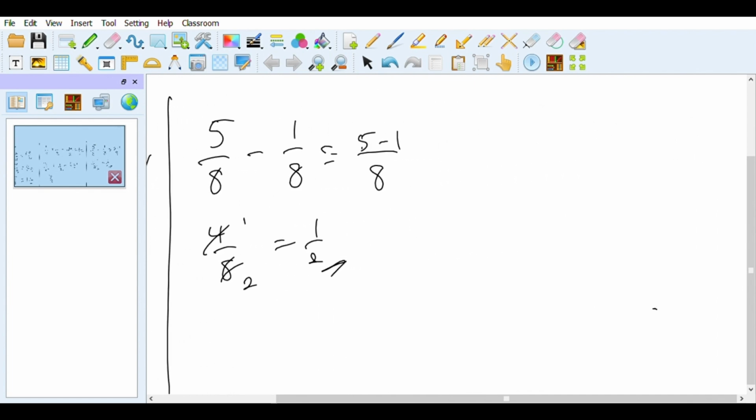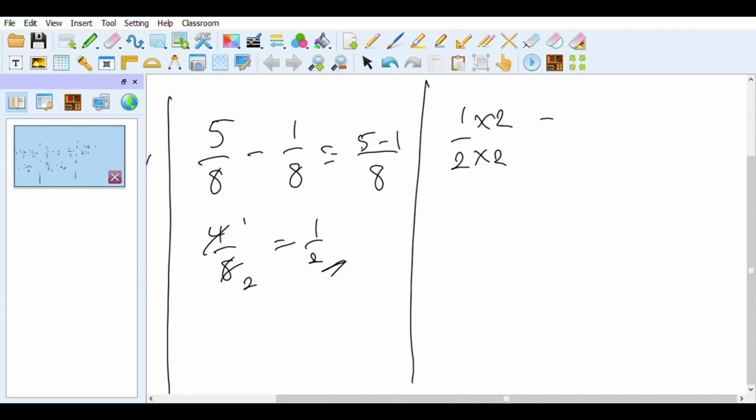So how about when we do not have the same denominators? In that case, we are going to write what we call equivalent fractions. Equivalent fractions mean we can multiply the numerator and denominator by the same number, or we can divide the numerator and denominator by the same number. So take for instance 1 over 2. If I multiply the top by 2 and the bottom by the same number 2, I'm going to have 2 over 4. So 1 over 2 is the same thing as 2 over 4.